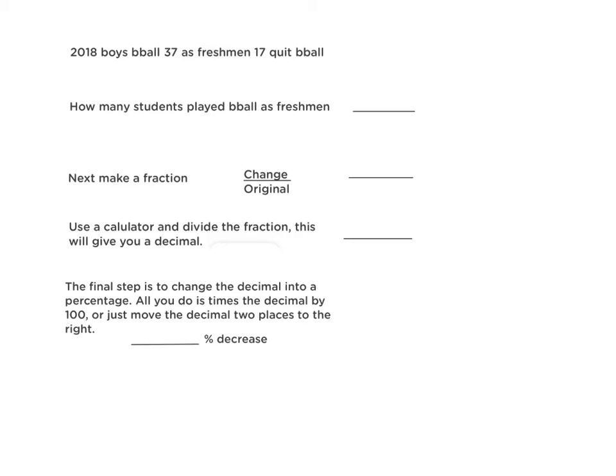To figure this out, hopefully this is easy, we just do 37 take away 17. I can do it longhand over here. 37 minus 17 is going to be 20. So 20 basketball players played as freshmen.